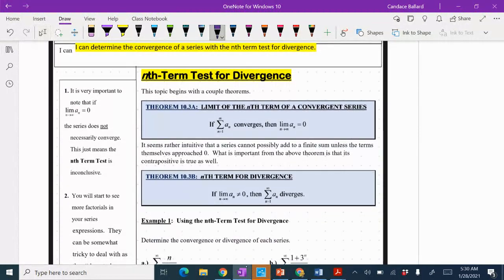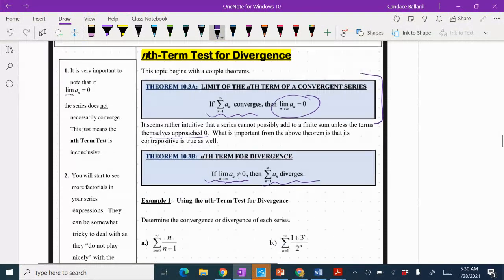So if we look here at this theorem, it says that the limit of the nth term of a convergent series, so we know if the series converges, then its limit as n approaches infinity equals 0. And it seems rather intuitive that a series cannot possibly add to a finite sum unless the terms themselves approach 0. But it's also important that the contrapositive of this is true, meaning that if I switch around my if and my then statement a little bit, that if the limit as n approaches infinity of a sub n is not equal to 0, then the series diverges.